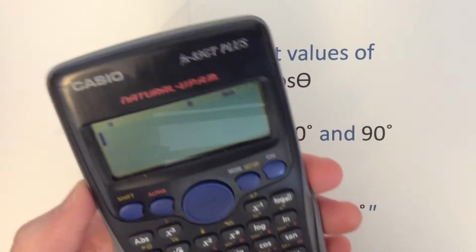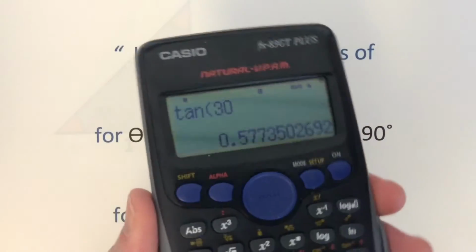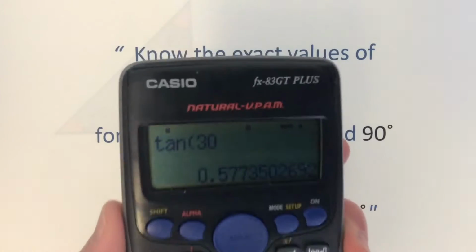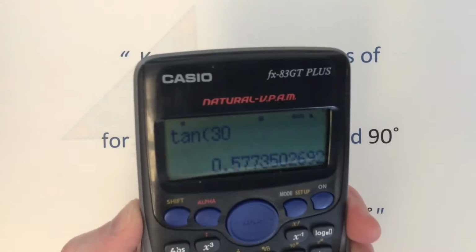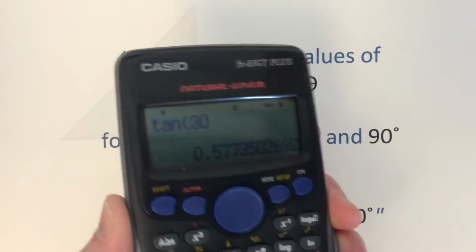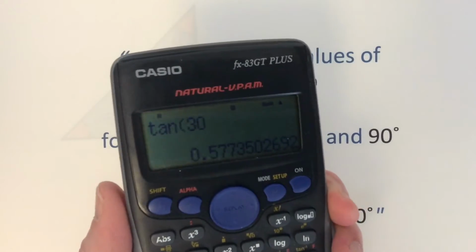Okay, so you're probably thinking, well, hang on a minute. Calculator's here, so I can just do tan 30, and there it is, 0.577350, whatever. Yeah, you're right, but there are some questions where you have to use an exact value, not a rounded value, because with this one you'd be rounding it at some point. So we're going to look at some of those. Here we go.